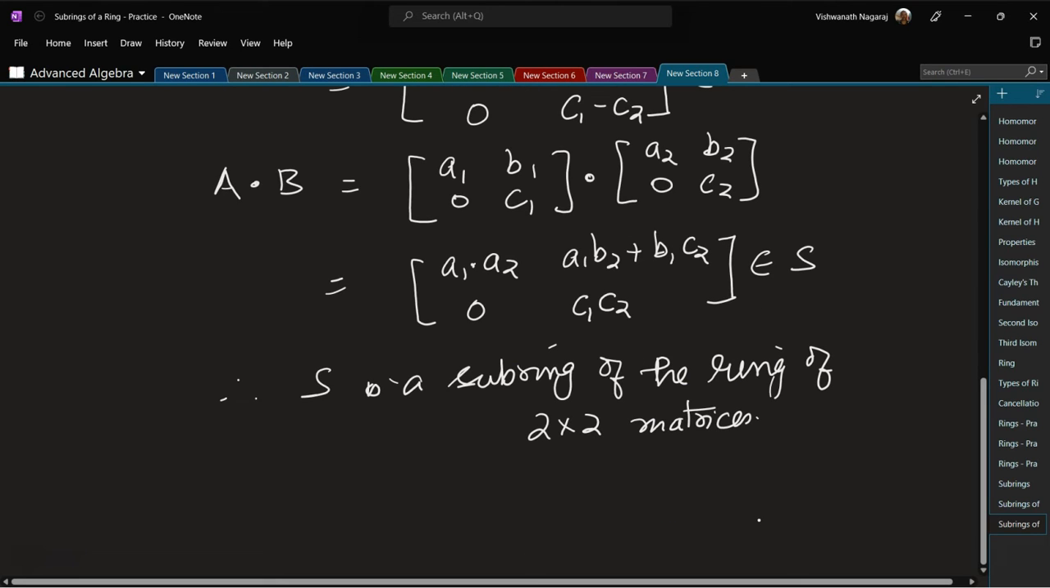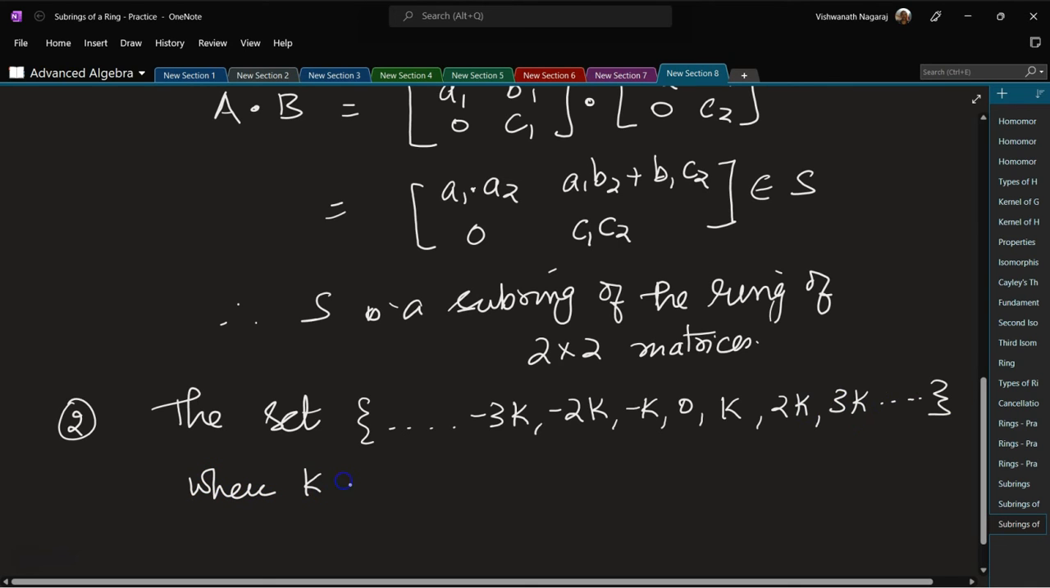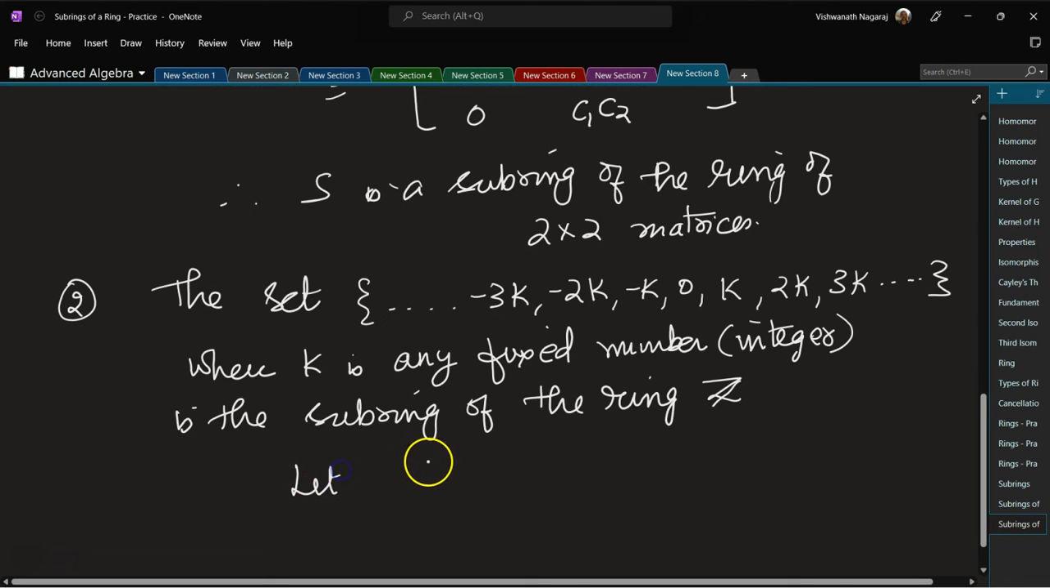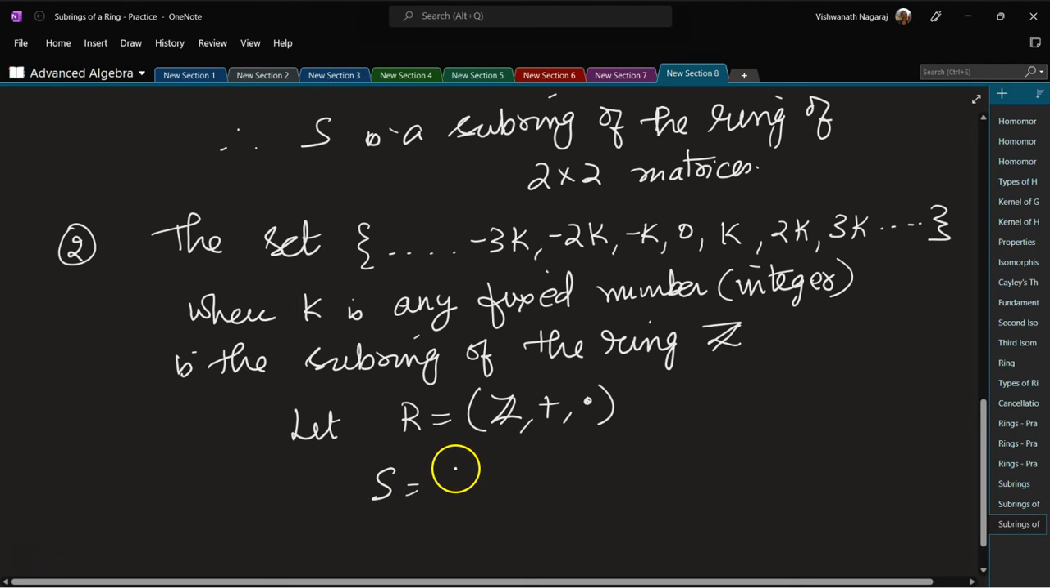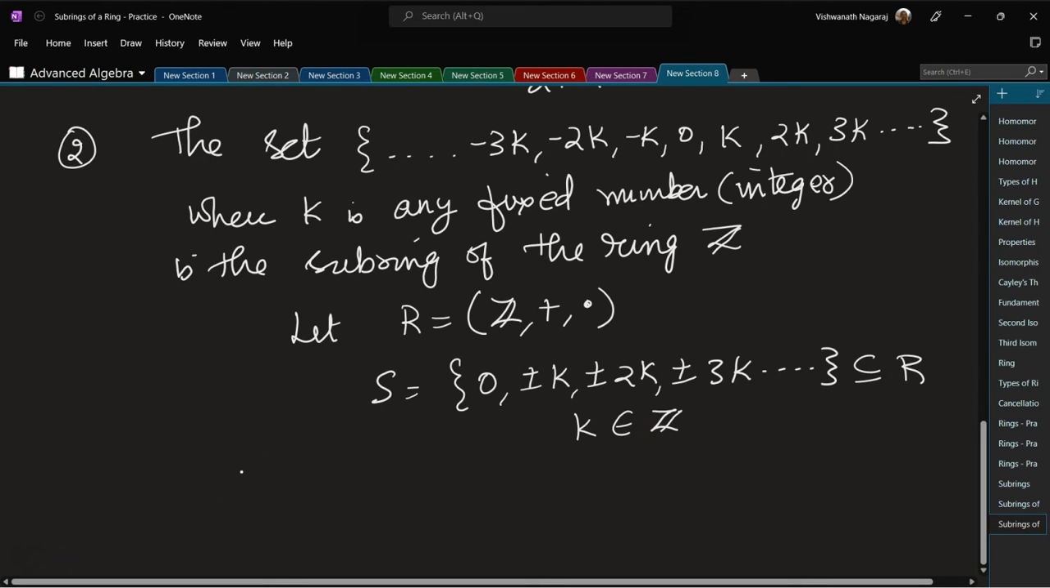Now let's look at the next one. Now the set is going to be an infinite set: minus 3k, minus 2k, minus k, 0, k, 2k, 3k, and so on, where k is any fixed number, more precisely an integer. We show it is a subring of the ring of integers. Okay, so let R be equal to Z with addition and multiplication. S is equal to the given set: 0, plus or minus k, plus or minus 2k, plus or minus 3k and so on. Now we know this is going to be a subset of R, and here k belongs to the set of integers. Okay, now let's see whether it forms a subring.